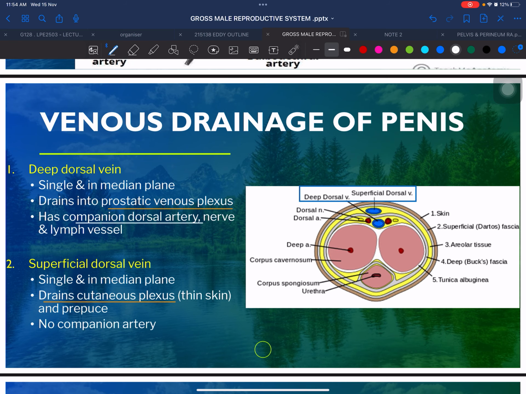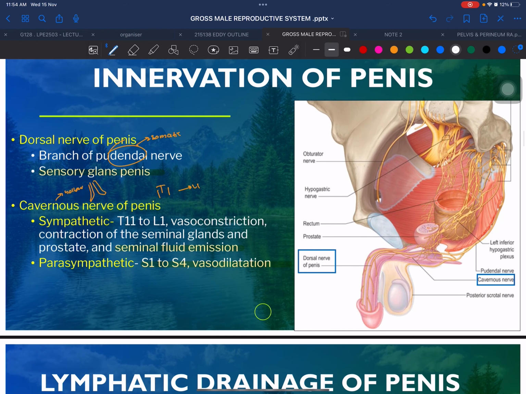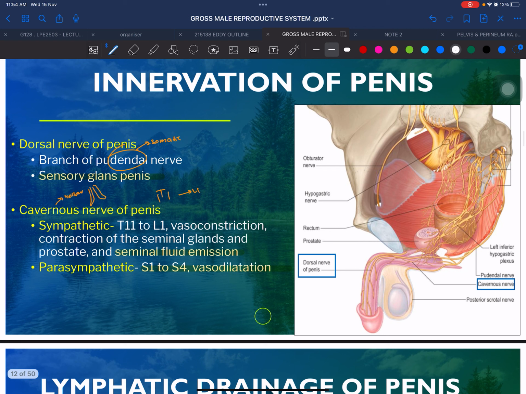Innervation of the penis. Okay, the dorsal nerve of the penis is a branch of the pudendal nerve, sensory, and innervates the sensory glans of the penis. And the cavernous nerve of the penis is sympathetic and also parasympathetic. Okay, sympathetic is from the thoracolumbar, parasympathetic is the sacral component. Okay, sympathetic is for vasoconstriction, contraction of the seminal glands, prostate, and seminal fluid emission. Okay, the emission is sympathetic. Okay, for the erection, you need the parasympathetic for the vasodilatation.